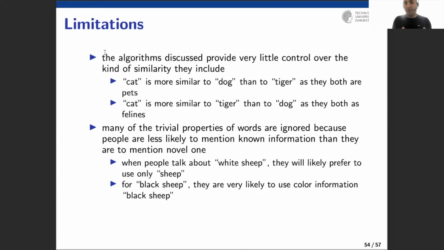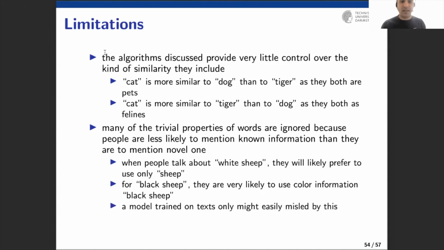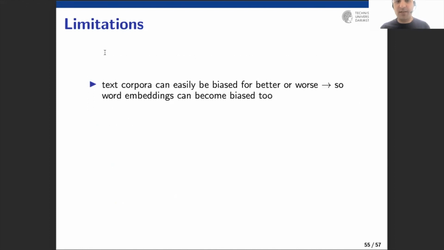So our model learns that sheep is black, while we as humans think the other way around, or even think the color is not important. The reality is that sheep can be black or white, and this happens mainly because data is not perfect. Even if we use a lot of data, it's still not perfect. So a word embedding trained only on texts like this can easily be misled by this phenomenon.